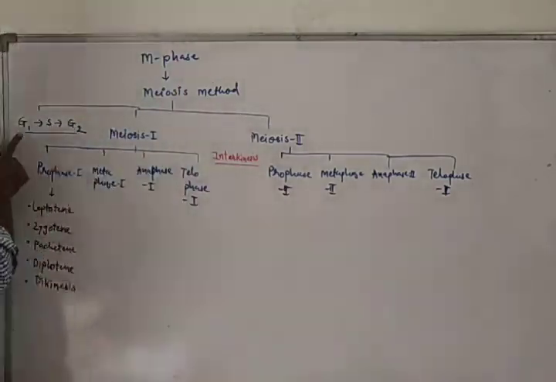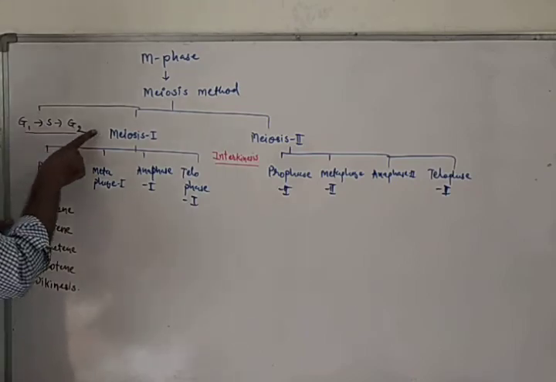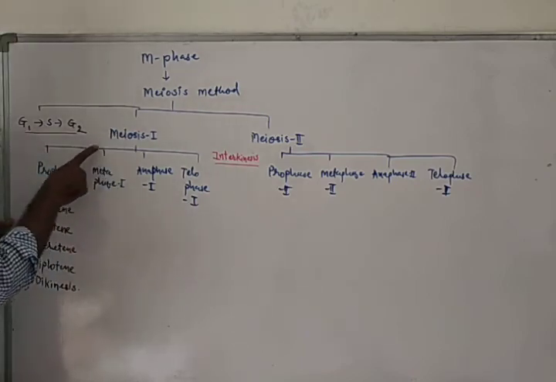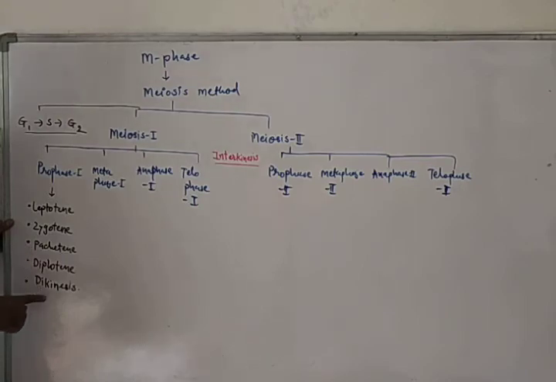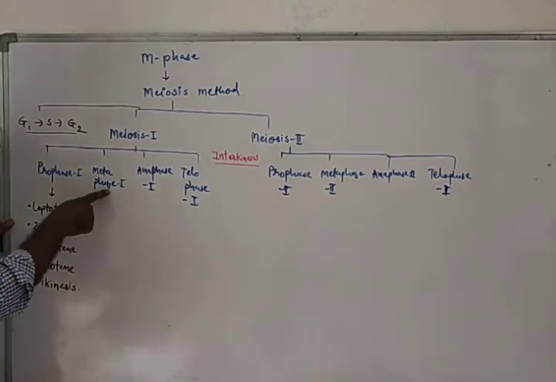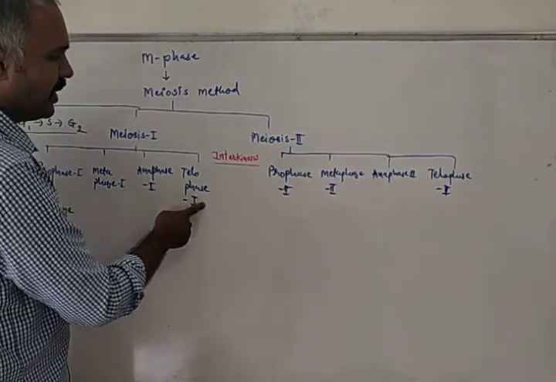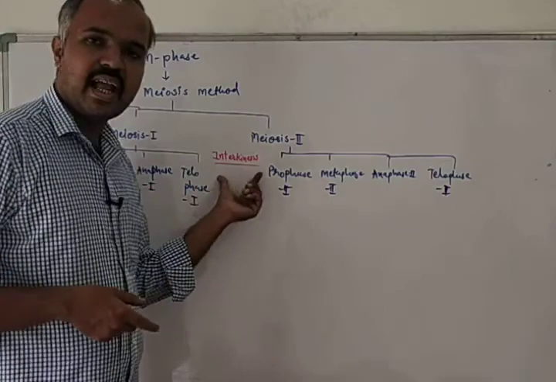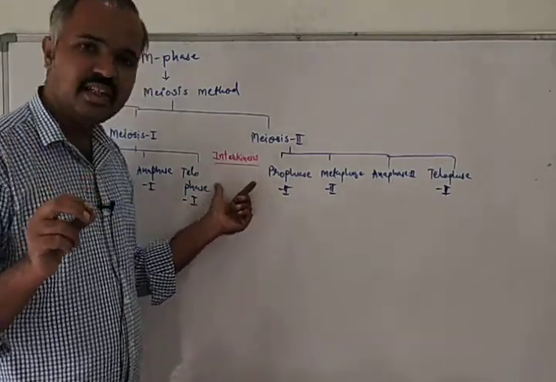Okay. So the cell is passing through G1, S and G2 phase. Then it enters into meiosis 1, and in meiosis 1 it goes into prophase 1. In prophase 1, it passes through leptotene, zygotene, pachytene, diplotene, diakinesis. After the diakinesis phase, it will enter into metaphase 1, then anaphase 1, then telophase 1, then it will take a pause and stop its cell division for a while.